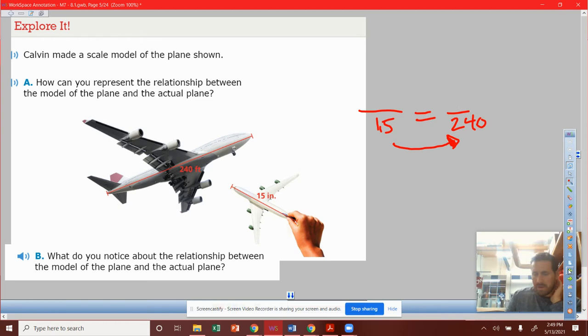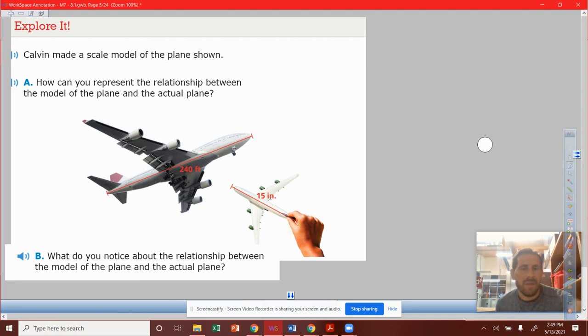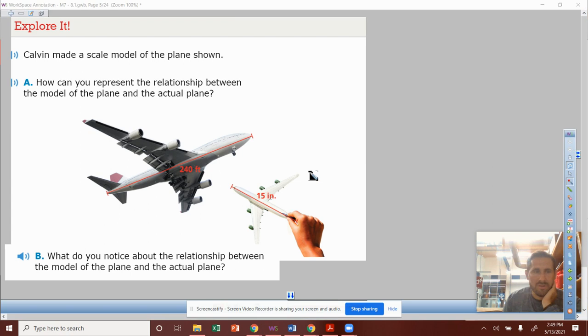All right, this is our Explore It. So what we're looking at here, Explore It or Solve It, right? We've got a real plane and then we've got a scale of a plane. Calvin made this scale, and maybe you've seen that you can buy a model and build it. That's just known as a scale. So it's not an actual plane that can fly or anything, but it's just a smaller version.